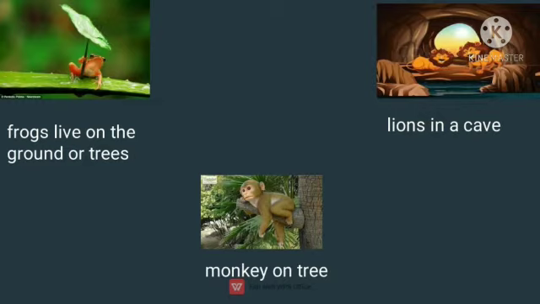In the first picture, frogs live on the ground or on the trees. It is the shelter of the frog. In the second picture, lions live in a cave. Lions and tigers are living in the cave. It is a shelter of the lion and tiger. And in the third picture, monkey. Monkey lives on a tree. It is a shelter of the monkey.